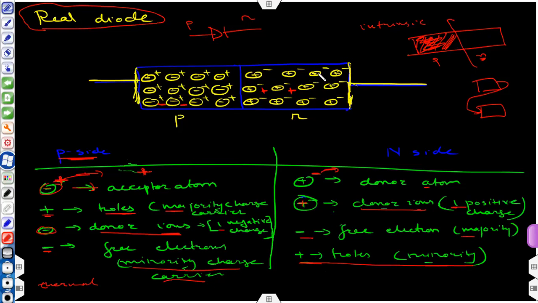Okay, so I have drawn this in pairs. On the p side, acceptor atom with holes. On the n side, donor atom with electrons. And on p side, we have very less amount of electrons. On n side, we have very less amount of holes. So this is the overall scenario.